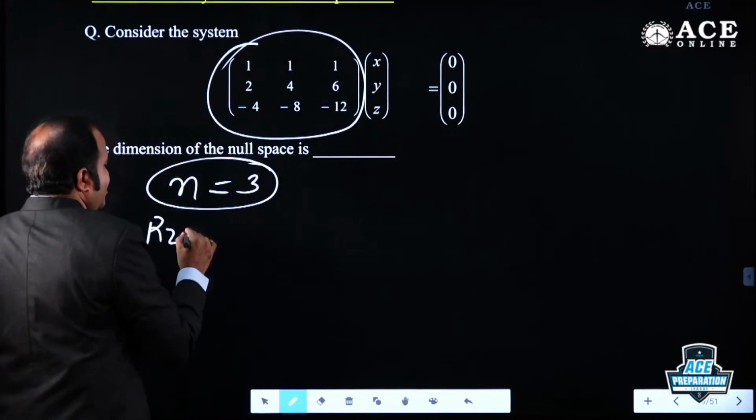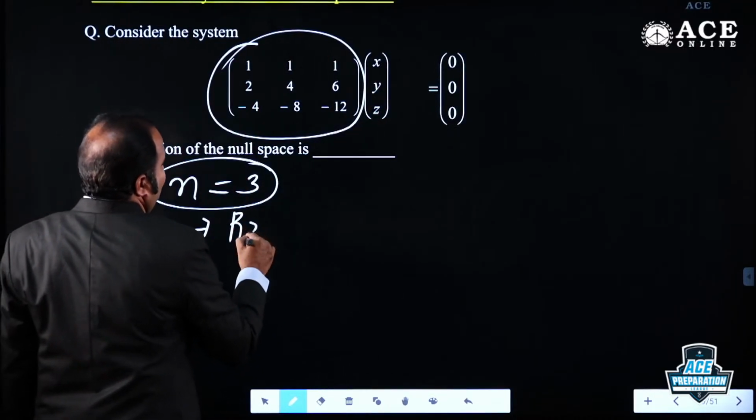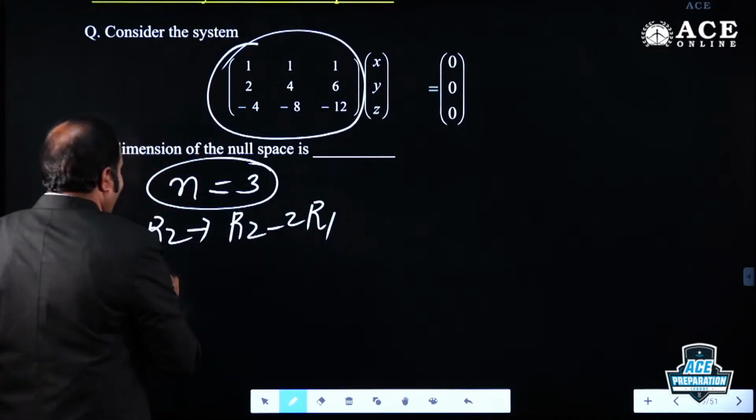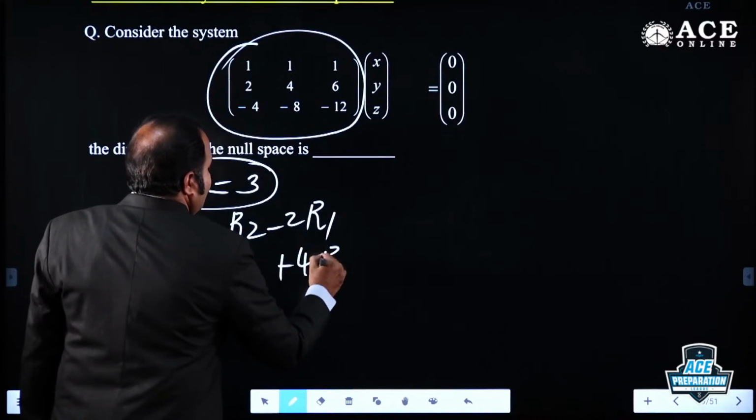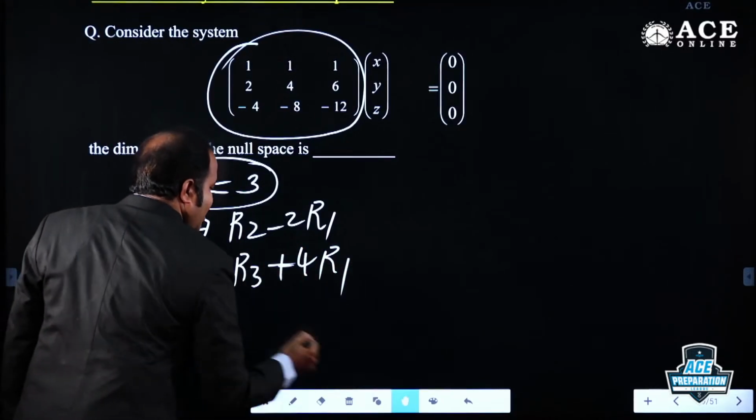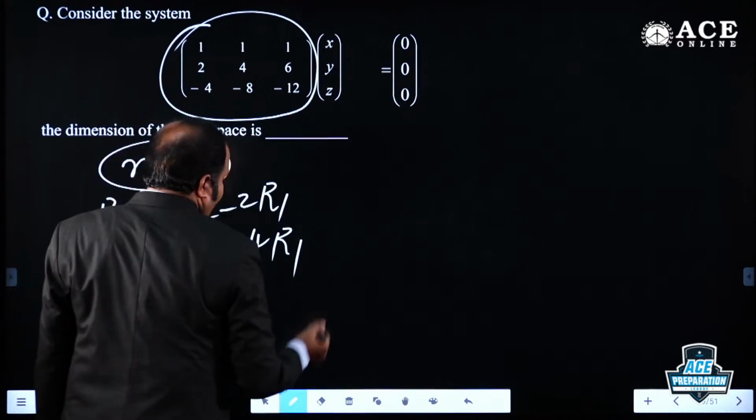R2 changes, right? R2 changes to R2 minus 2R1, and R3 changes to R3 plus 4 times R1. So by performing these two operations, the matrix leads to the following form. What form?